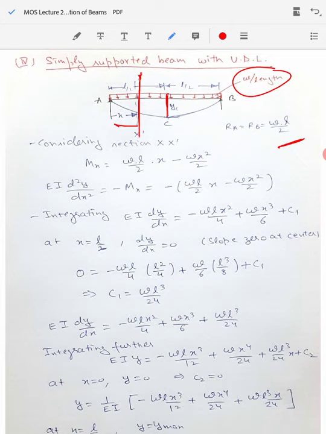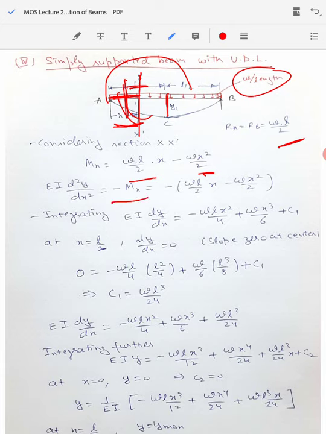Now the bending moment will be RA into x, so that is WL by 2 into x, minus, this is the bending moment acting in the clockwise direction, but now there is an anticlockwise moment because of the applied load, which is W into x, multiplied by the distance at which it is acting. We can consider it to be acting at half of the distance from the left hand side, so that is x by 2. So that gives us Wx square by 2. So our expression for bending moment will be WL by 2 into x minus Wx square by 2.